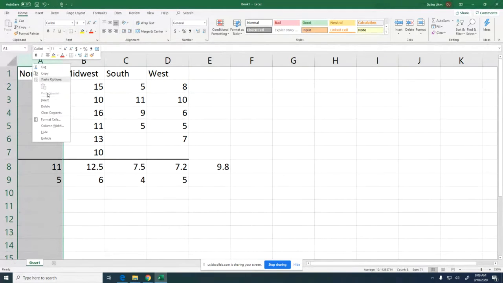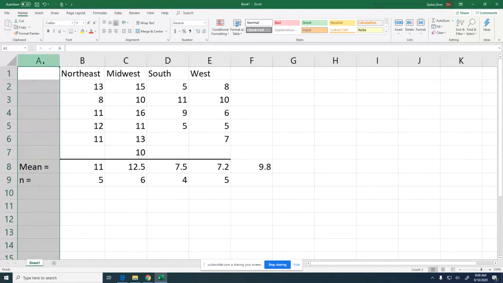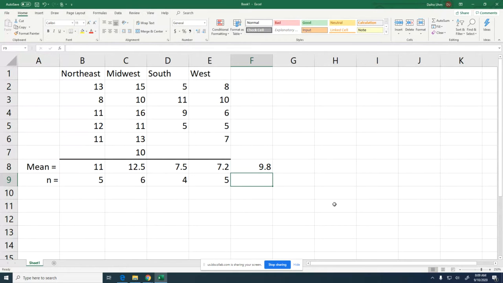Let me put one more column here. Here are the means, and here are the n's. It is not the capital N, let me make the small n. Yes, small n's. And now we can also take the capital N, the overall sample size. Simply take the sum of the ni's. In total we have 20 observations.